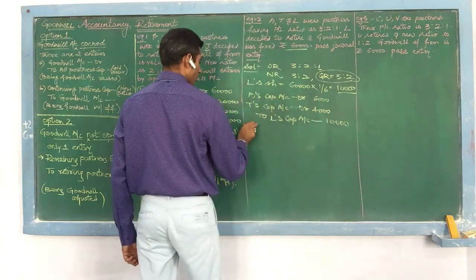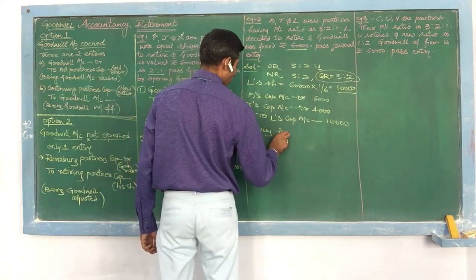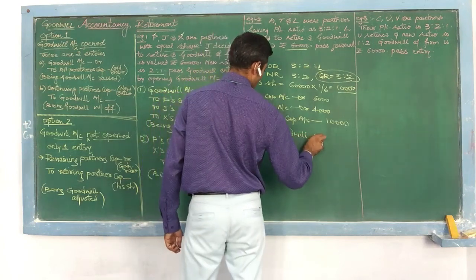In this situation we pass only 1 journal entry, so this is it. With narration being goodwill adjusted.